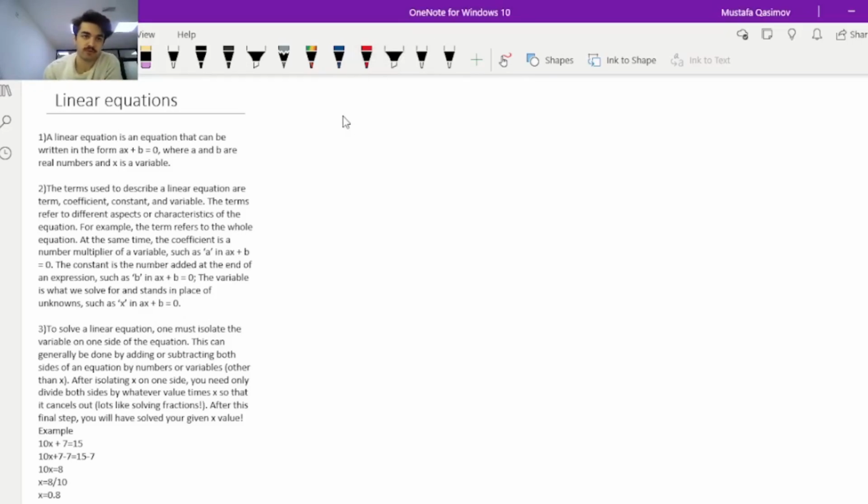Today we are looking at linear equations. It is the first topic of the SAT course, from the algebra section. For a linear equation we have the form ax plus b is equal to 0. If the exponent of x is equal to 1, we call this one a linear equation.